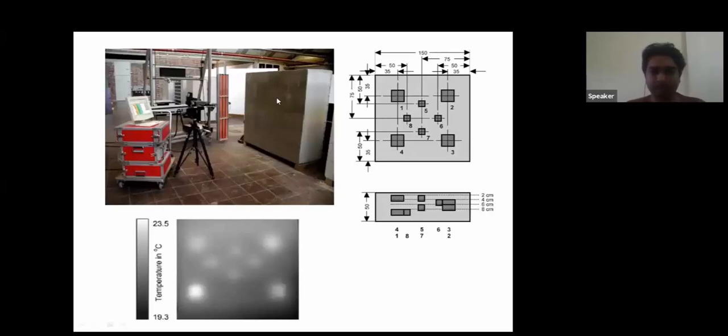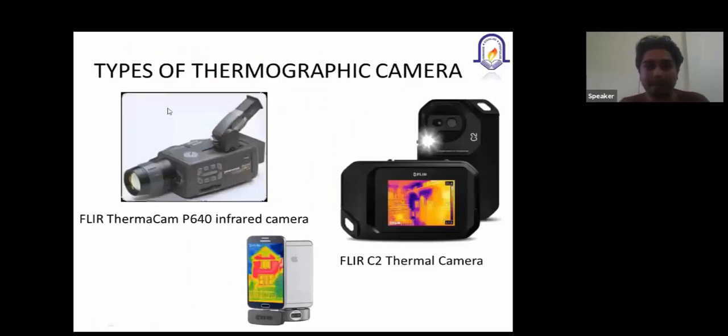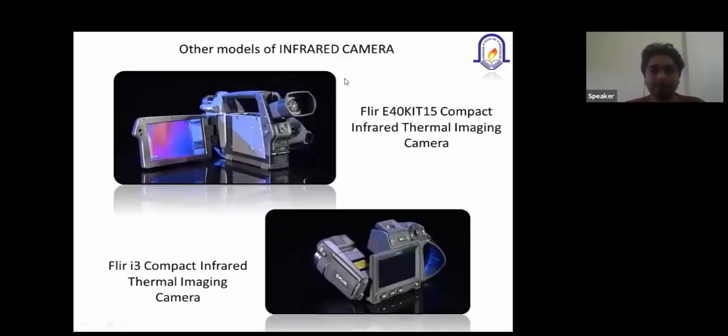Understood? Now next, types of thermographic camera. These are some of the types of thermal camera which are available in the market. The FLIR ThermaCAM P640 infrared thermal camera, the C2 thermal camera, and there are some thermal cameras which can directly attach to an Android or iOS phone, with which we can directly get the thermal image. But as far as possible, this is not going to give the exact result. You can't use such things for engineering purposes. These are some of the infrared cameras. It somewhat looks to me like the video camera which we have seen at weddings and all, right?